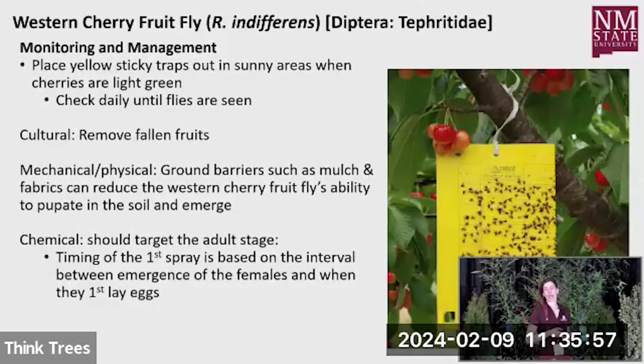Chemicals should target the adult stage, and the timing of the first spray is based on the interval between emergence of the females when they first lay eggs. So that's why these pheromone traps are very important.